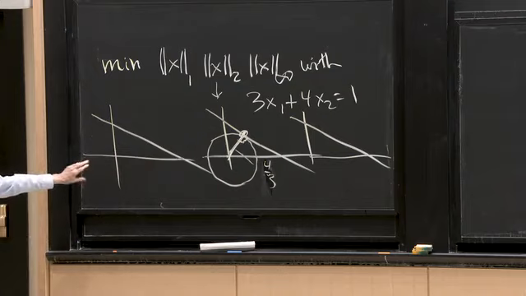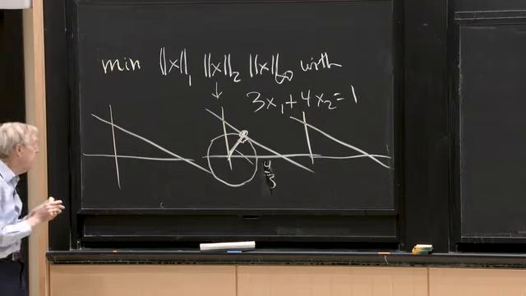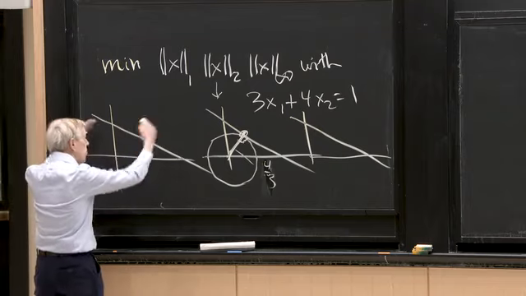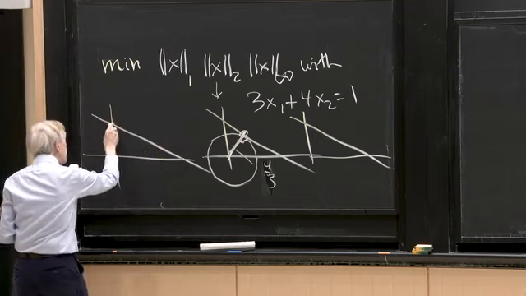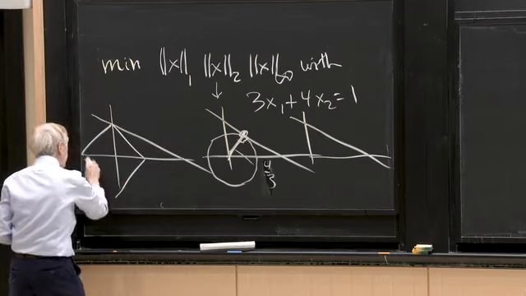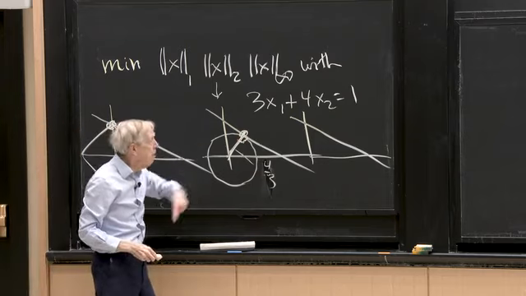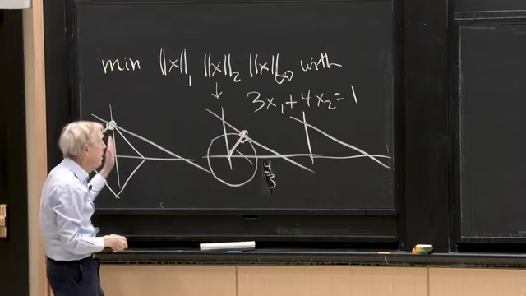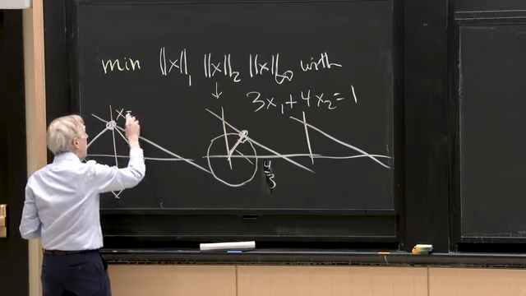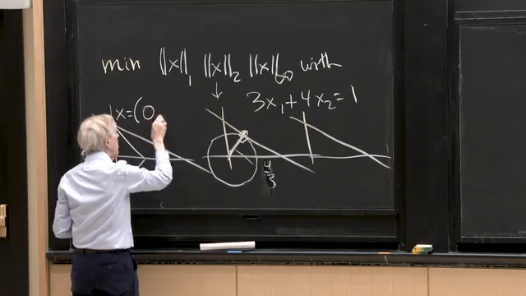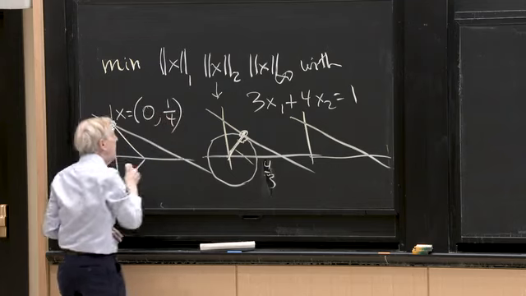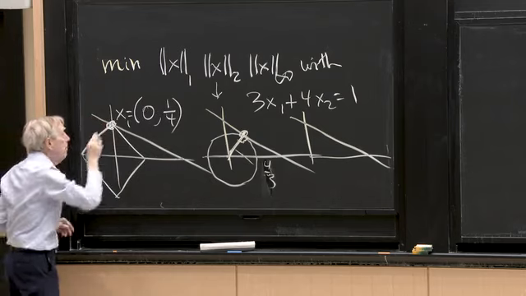Then the most interesting one was the L1 norm, because what was the shape of the unit ball for L1? A diamond, right, a diamond. So the diamond that first touches the line is here. That's the winning point. And if the line is 3x1 plus 4x2 equal 1, then I know that that point is x1 will be 0 and x2 will be 1/4. So that's the winning point in L1.